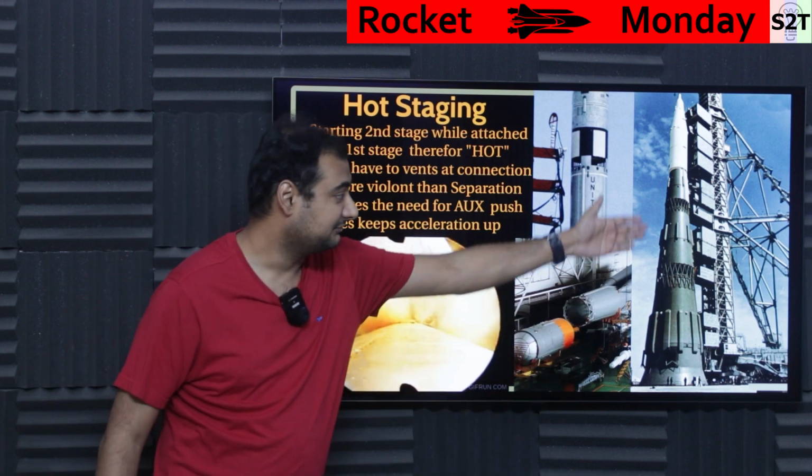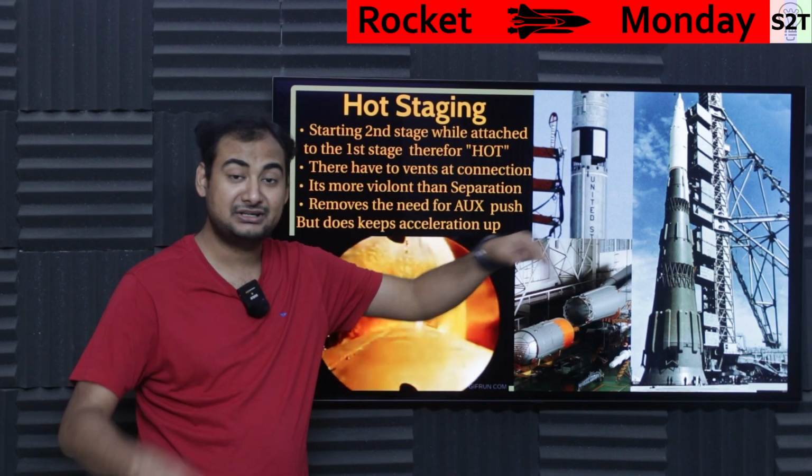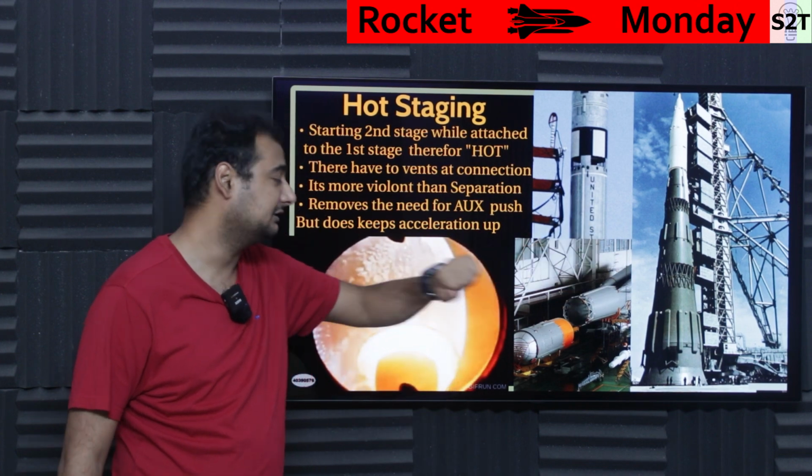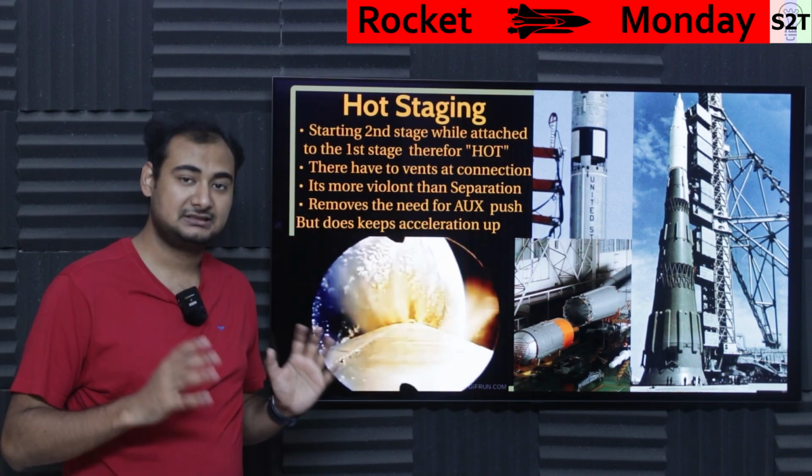So let's say, for example, if you are making a second stage, you can rely on the engine gimbal only. You don't need thrusters or separation. So that was the logic behind the N1 rocket. So there is some serious benefit.